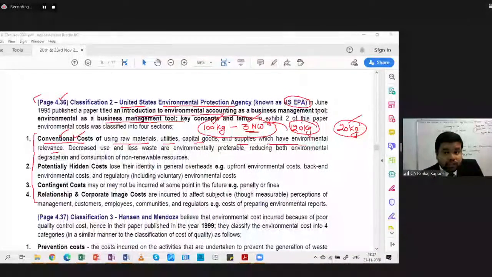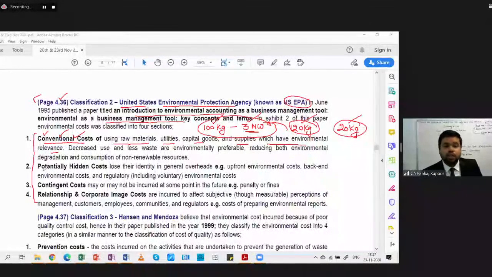But I utilize 120 kg, so I wasted this 20 kg because my efficiency is low in comparison to what it should be, due to the poor input-output ratio. I wasted this 20 kg of coal, which is an ecological resource. Hence, this should be considered as environmental cost. And which category of environment cost is it? It will be considered as conventional cost because it is related to the raw material.